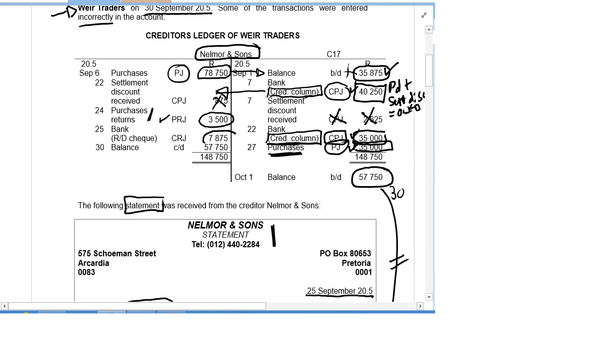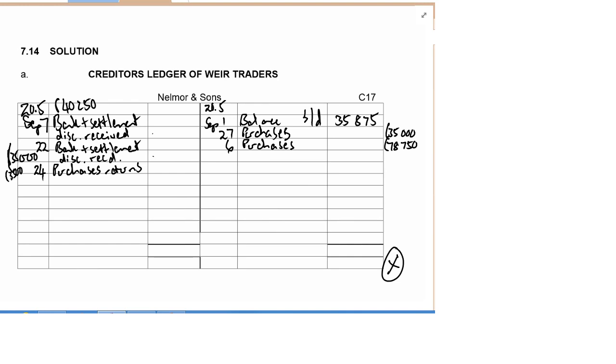Then I've got an RD check. So what happened here is that I would have made a payment to a supplier, but later on that payment bounced back. In other words, the supplier didn't get paid. So when I pay the supplier, I'm normally going to debit the supplier's account. So when the payment gets reversed, it means I must credit the supplier's account because now I have to put back the fact that I owe them that money because they never received the money. So the 7875 should be on the credit side of the creditor's account. So I'm going to put that here.